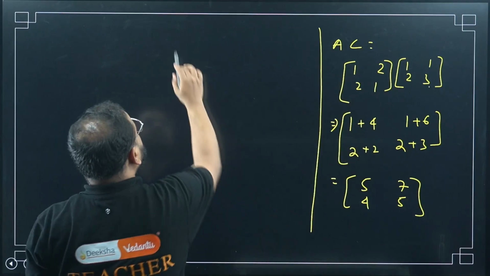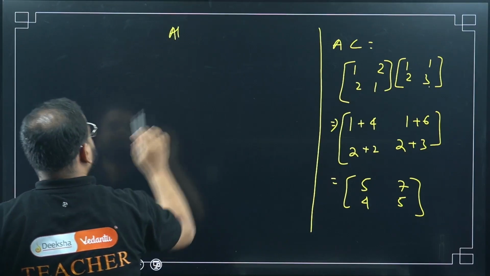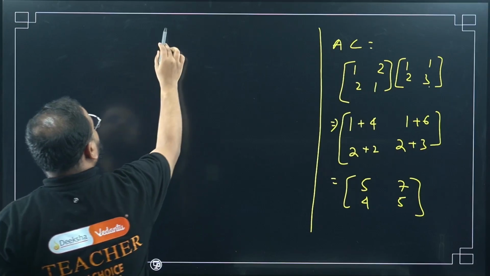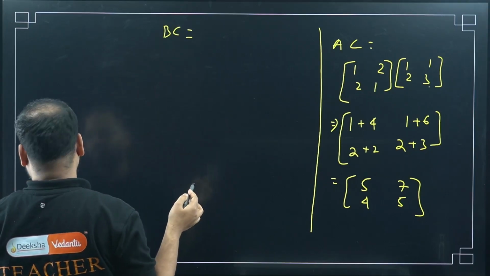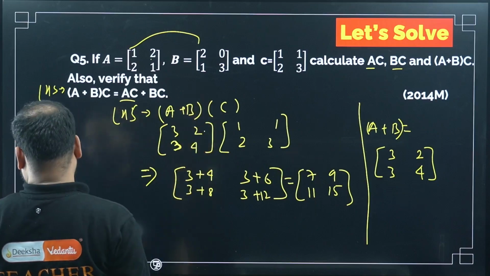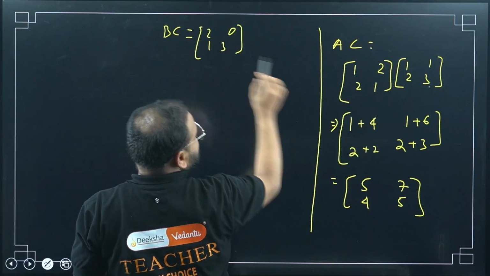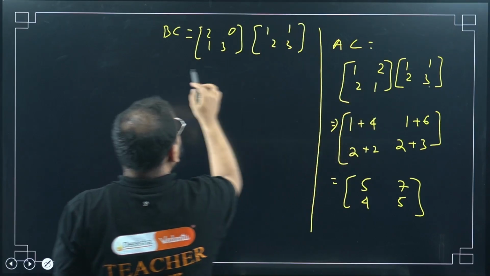I have to find what? BC also. Not AB, BC I have to find, right? Okay. For BC I'll have to write B. What is my B value? 2, 0, 1, 3. And what is C? You can write C from here only: 1, 1, 2, 3. Please do the multiplication.